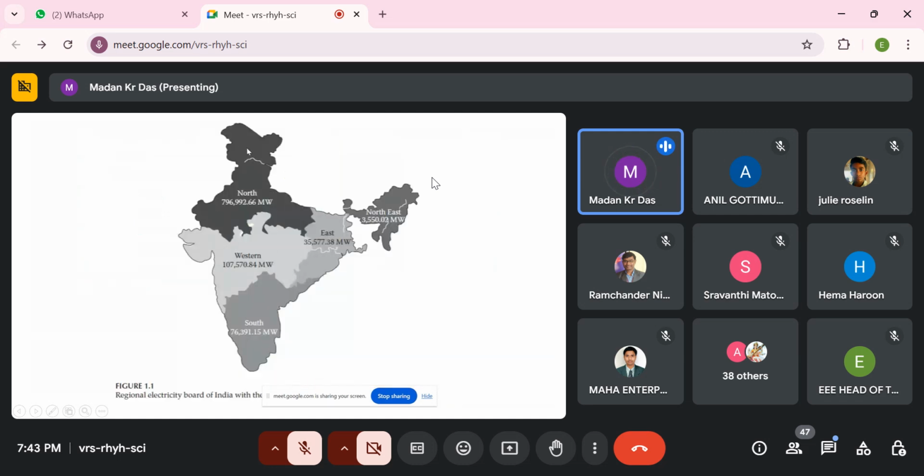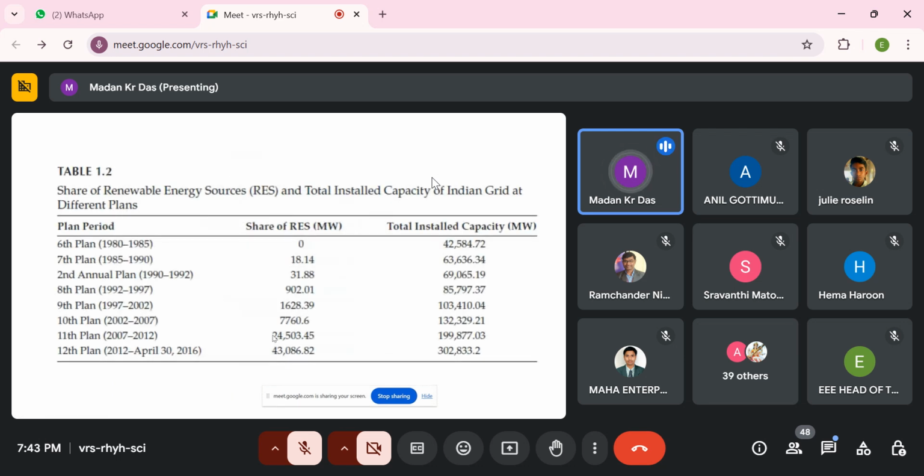Now all over India, divided by region, we have discussed the northern capacity, and the northeast is almost 3,050 megawatts. The east side is 35,570 megawatts, the western side almost 1,07,570, and the south side 76,391 megawatts capacity. This is the map of capacity we discussed.